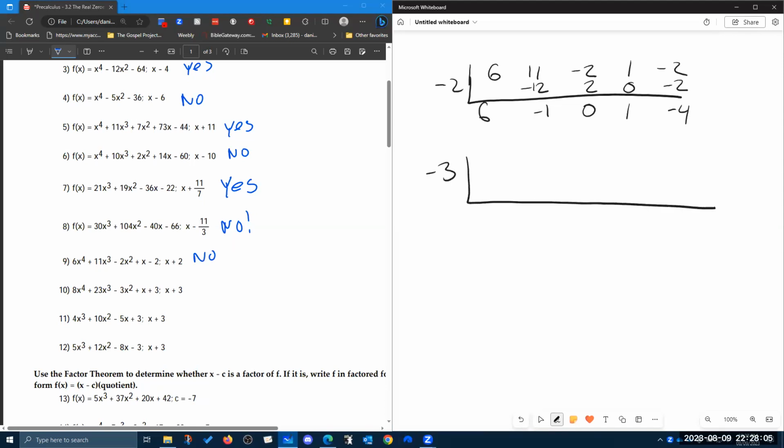-3 on the outside here. 8, 23, 3, 1, 3. 8 times -3 is -24. That gives me a -1. Multiply gives me 3. Multiply gives me -18. Multiply gives me a +51. That's a 54. It's not a 0.